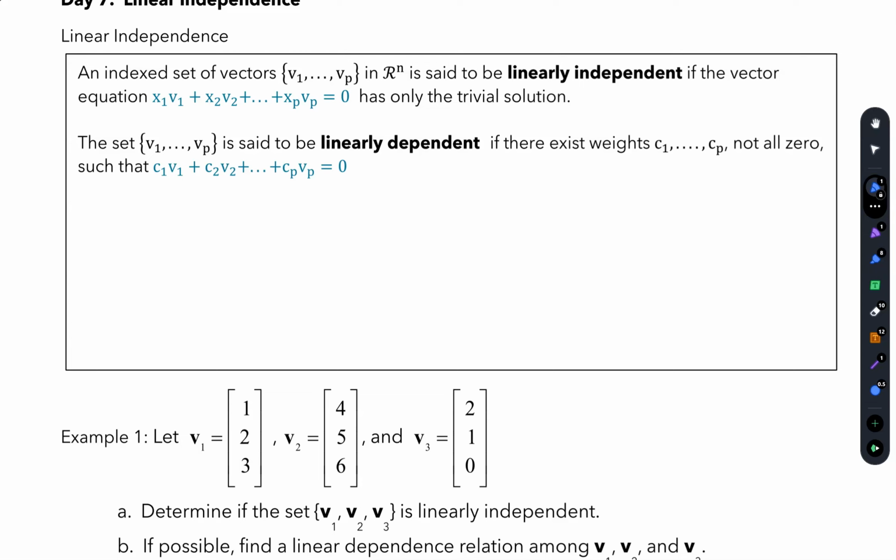The set v1 all the way up to vp is said to be linearly dependent if there exist weights c1 all the way up to cp, that are not all equal to 0, such that c1 v1 plus c2 v2 plus all the way up to cp vp is equal to 0. So they're linearly dependent on each other.